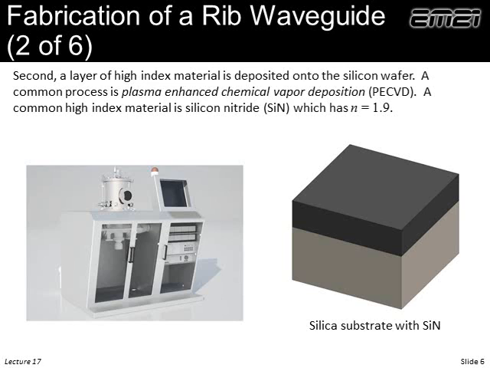Now, since we want to form a waveguide, we need something with a higher refractive index. So in this example, I'm showing that we've grown this dark gray layer of silicon nitride, which has a refractive index of about 1.9. The fused silica down here has a refractive index of about 1.5. Then, of course, air has a refractive index of about 1. So we have a high index layer. Right now, it's just a slab waveguide. We want to make it a channel waveguide by making it a rib waveguide. So how do we get the rib in here?